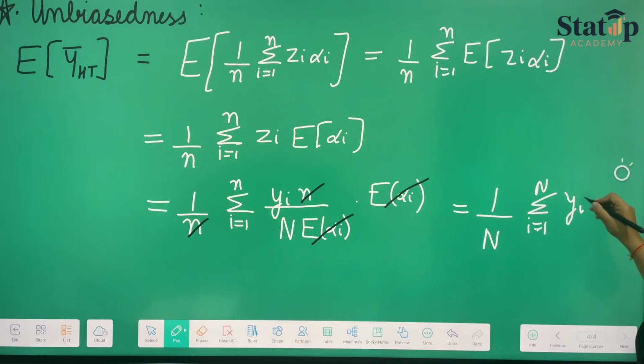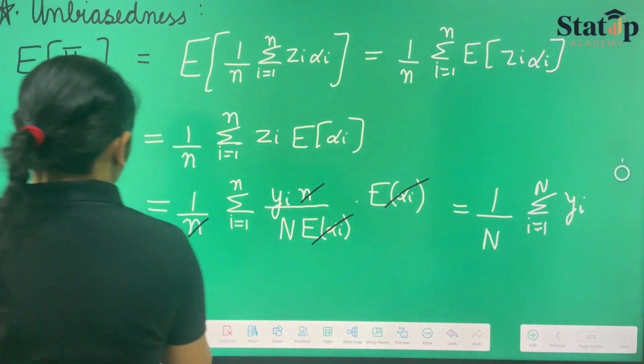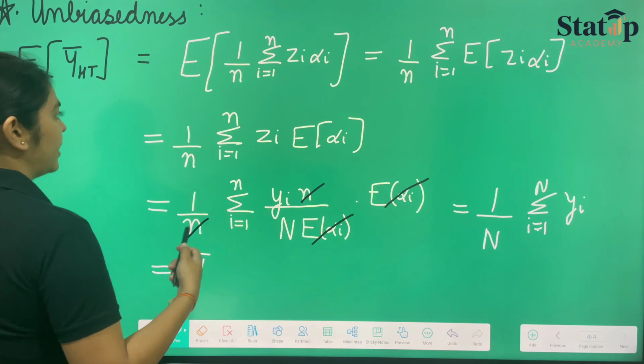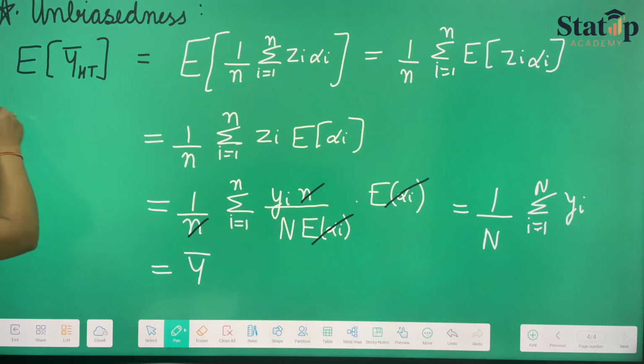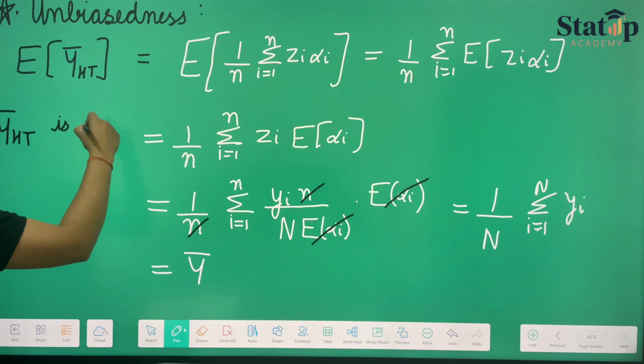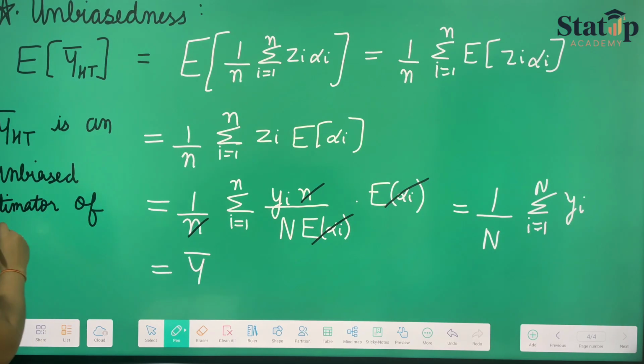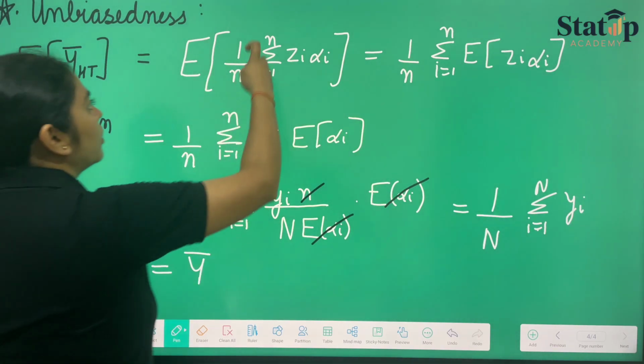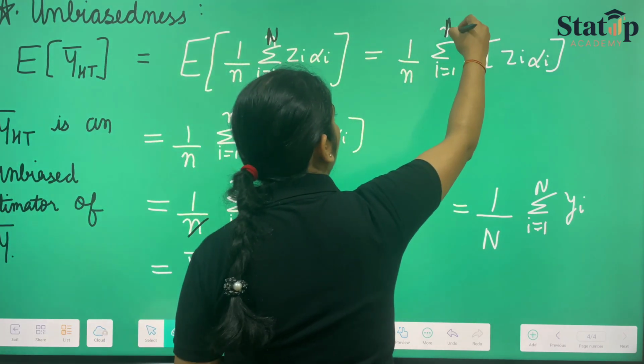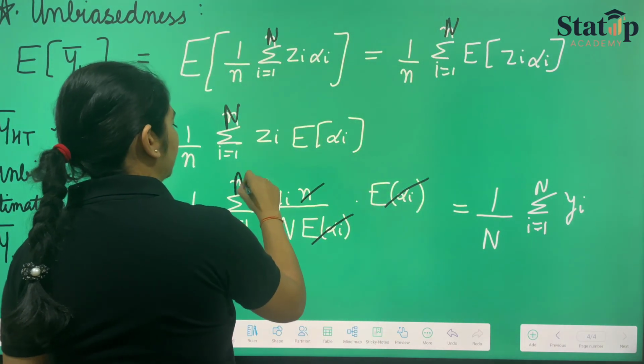This will be nothing but our population mean, which is capital Y bar. And hence we can say that the Horvitz Thompson estimator is an unbiased estimator of the population mean, which we had to prove also. And one more thing, that all of these are capital N, not small n. By mistake, I have written this. You can correct it.